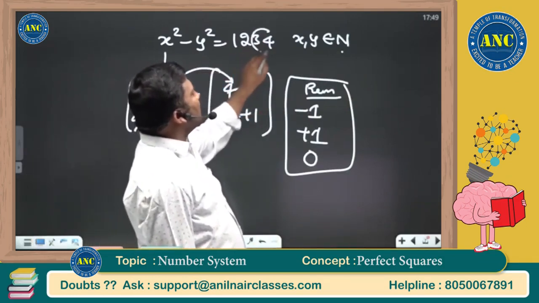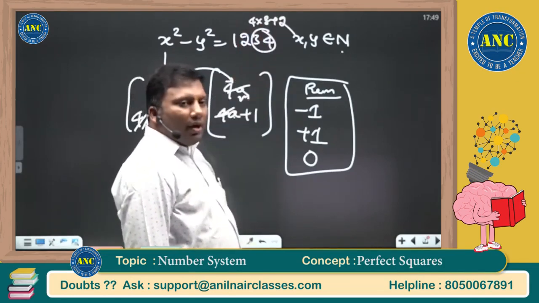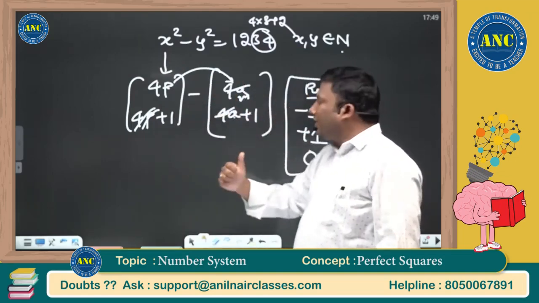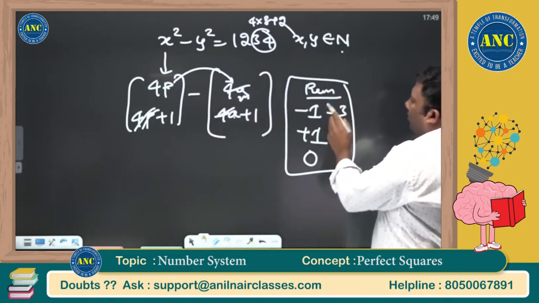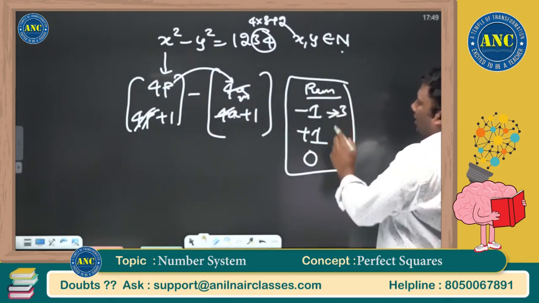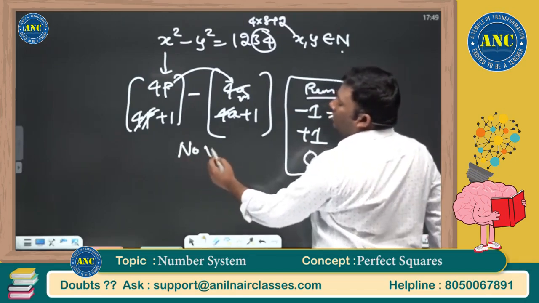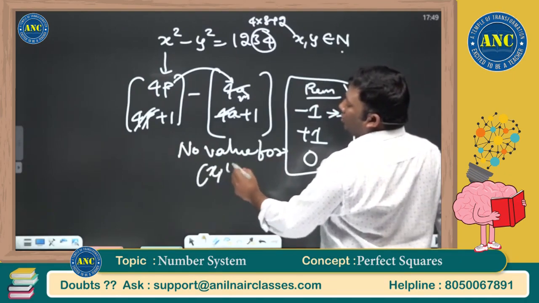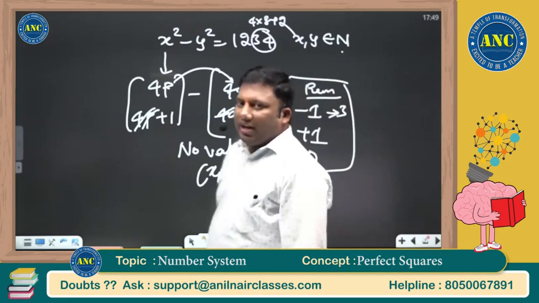What is the right-hand side? 34. 4 into 8 plus 2. The remainder is 2. But according to the definition of a perfect square, the remainder should be minus 1, plus 1, or 0. Minus 1 means a positive remainder 3. So 3, 1 or 0, and I got 2. No value for x, y exists.